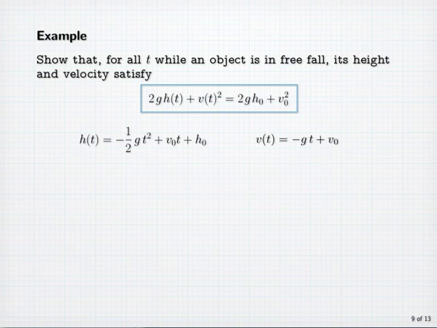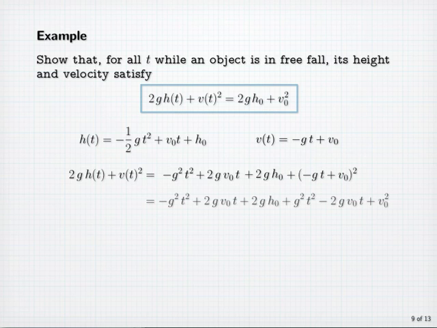So let's take our height function h of t equals minus 1/2 g t squared plus v naught t plus h naught, and our velocity function minus gt plus v naught, and substitute those formulas into 2g h of t plus v of t squared. So we multiply the height function by 2g, getting minus g squared t squared plus 2g v naught t plus 2g h naught, and we add the square of the velocity.